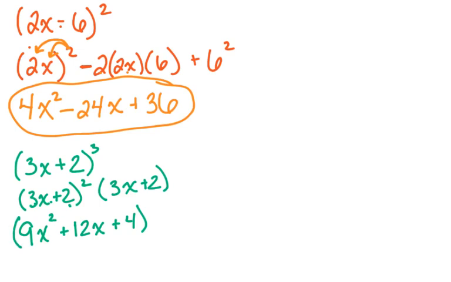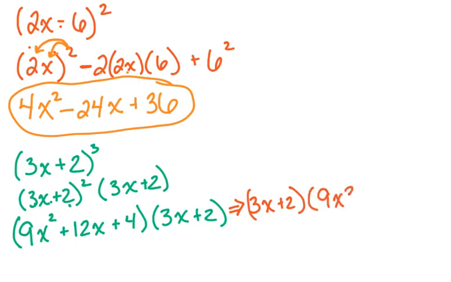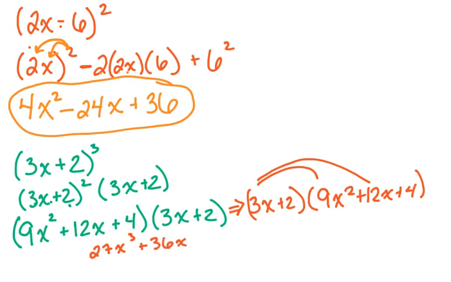So now what I have is a trinomial multiplied by a binomial. So to do that, you're going to have to distribute. If you need to rewrite it so the binomial is first, you guys can do that. Okay, and then just do the multiplication. So you get 27x cubed plus 36x squared plus 12x plus 18x squared plus 24x plus 8.